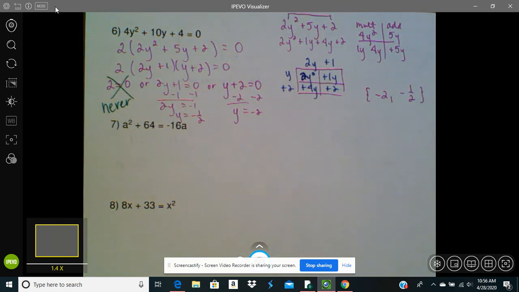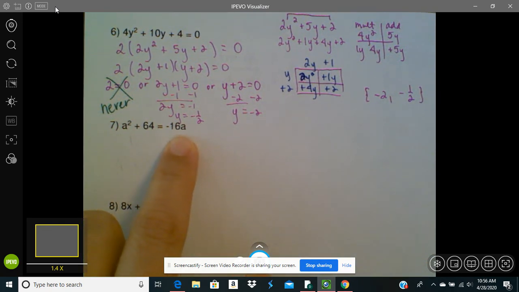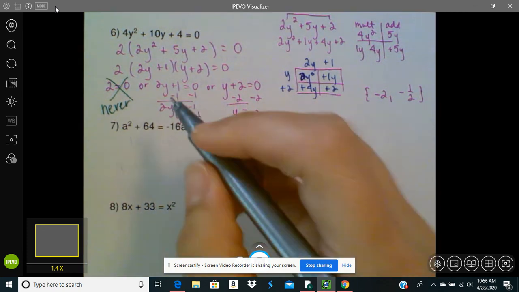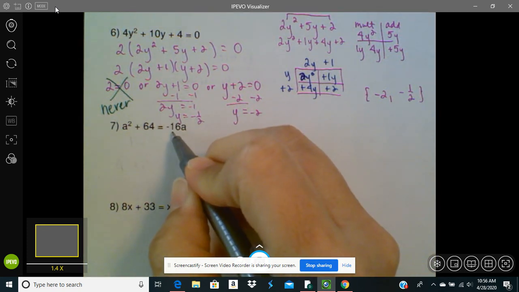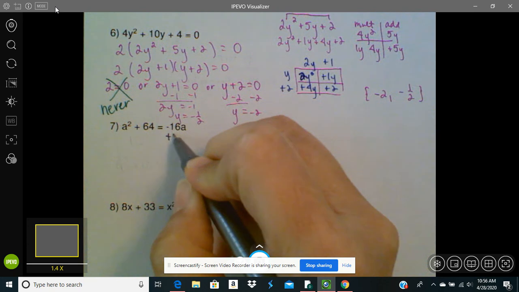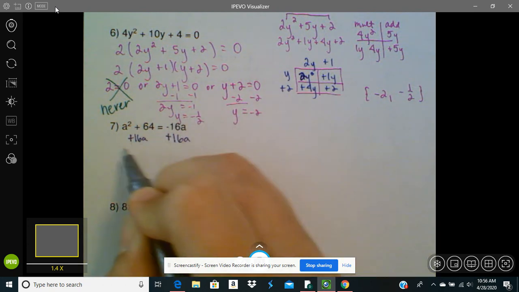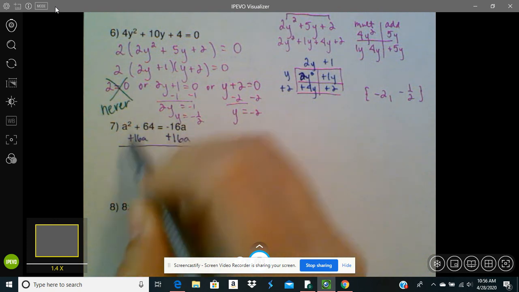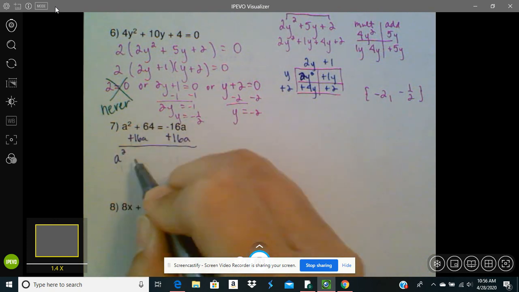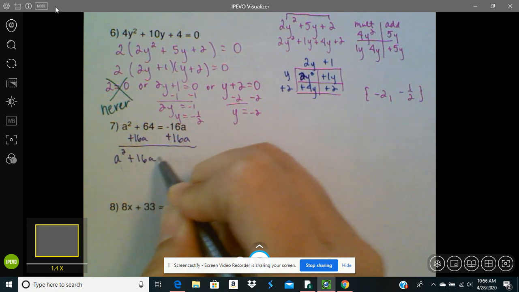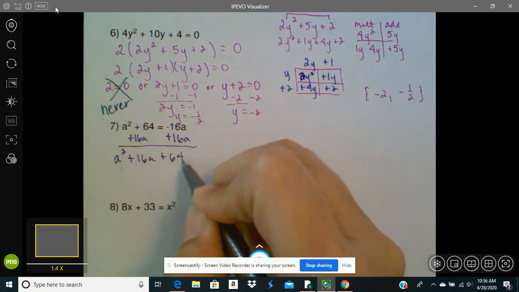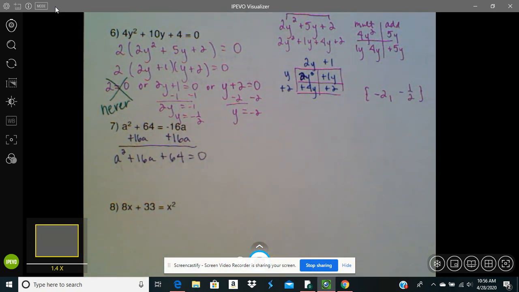Okay, number 17, we deviate a little bit because we see that we don't equal 0. So guess what you got to do first? We need to move this over there. We need to 0 this out. So we're going to add it to both sides. So I'm going to do that, but I'm going to make sure this stays in decreasing order. So we get a squared plus 16a plus 64 equals 0.